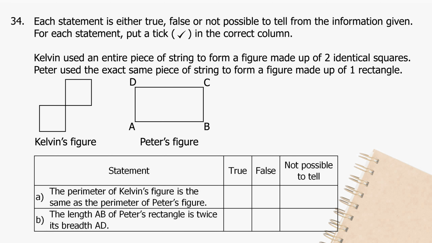Question 34. Each statement is either true, false, or not possible to tell from the information given. For each statement, put a tick in the correct column. Kelvin used an entire piece of string to form a figure made up of two identical squares. Peter used the exact same piece of string to form a figure made up of one rectangle.